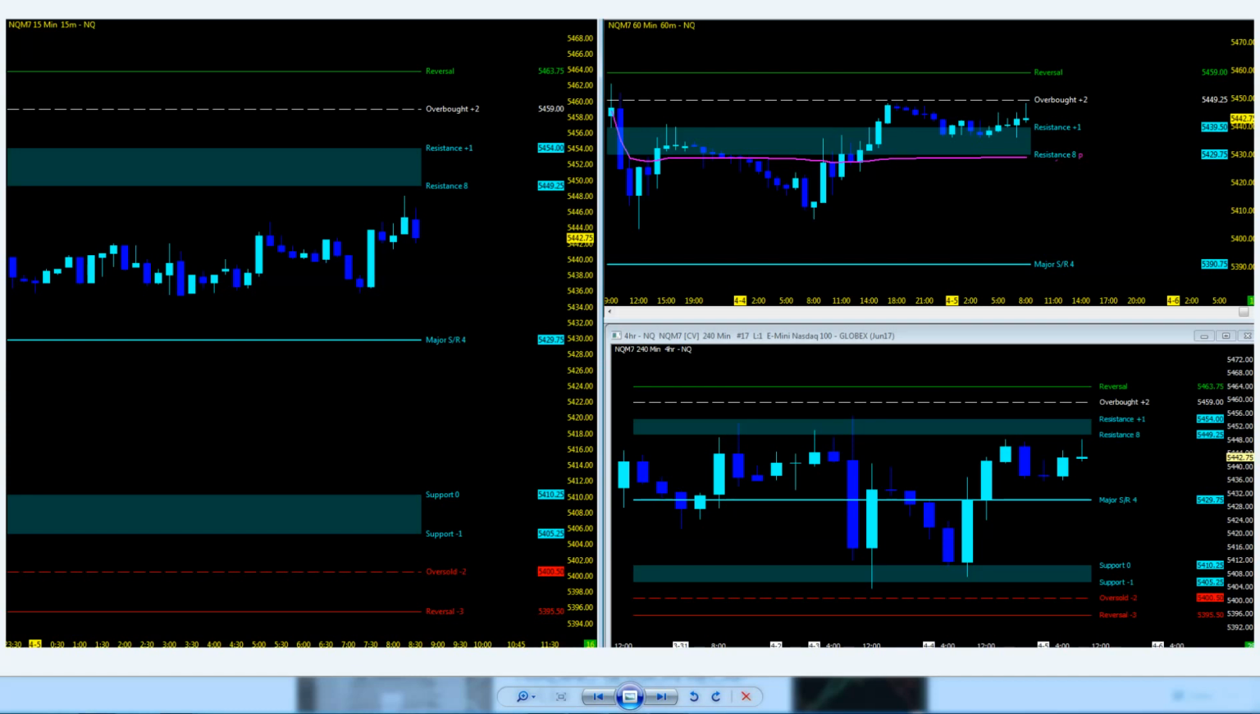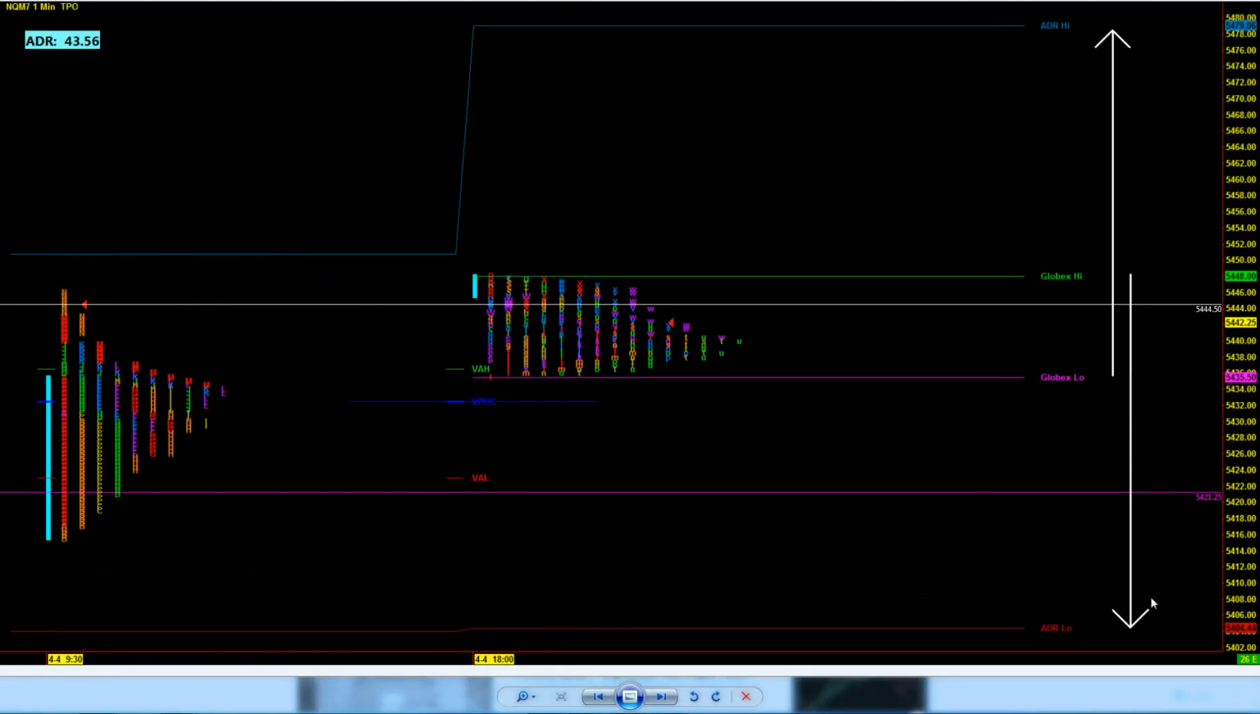We'll show you how we put that all together, though. It's a nice pairing up. NQ, Globex, TPO, we're pretty much a balanced profile. Take the Globex low, add your 43.56, you get your ADR high. Take the Globex high minus that, and you've got your average daily range low there on the NQ.